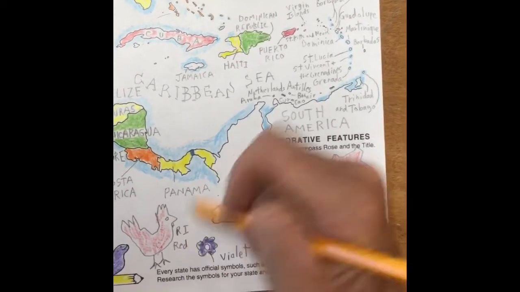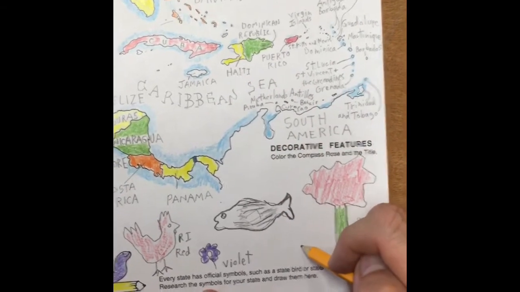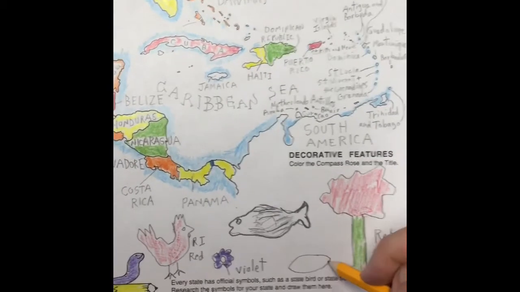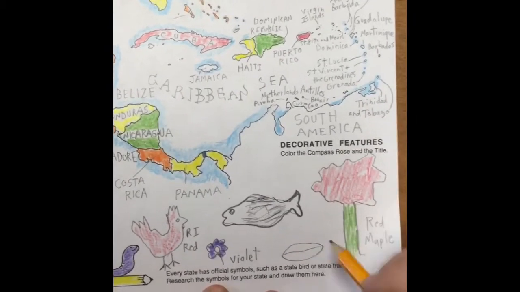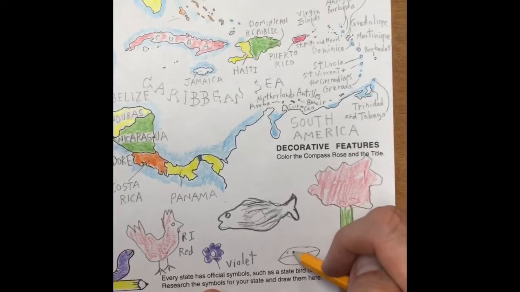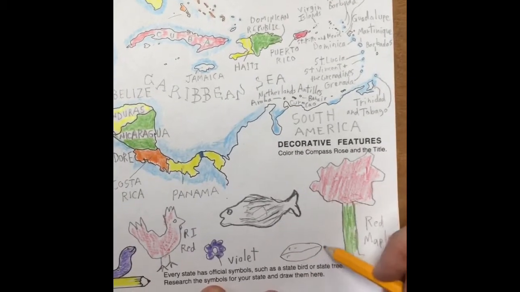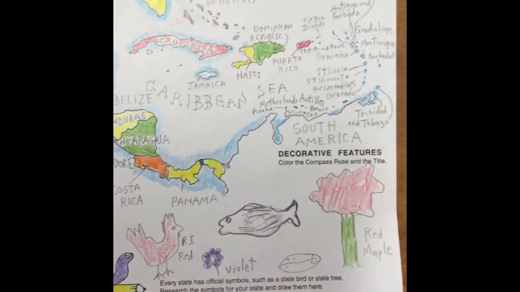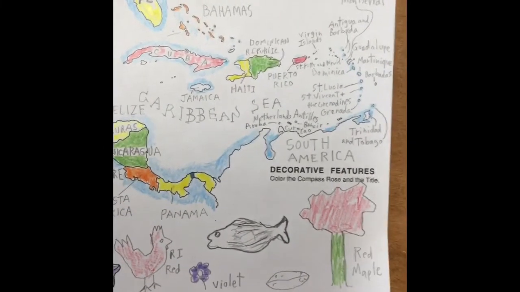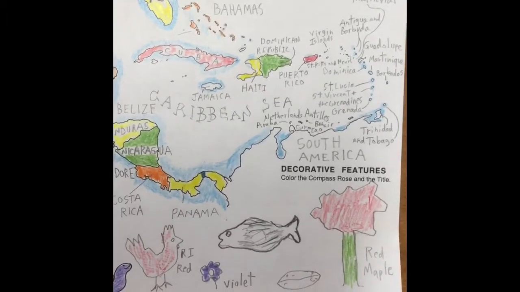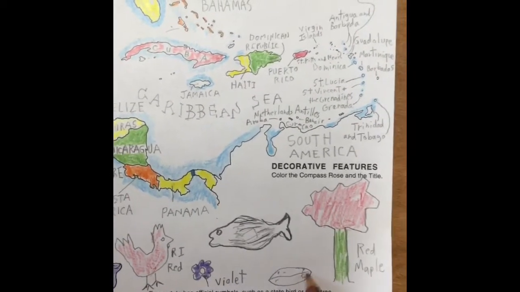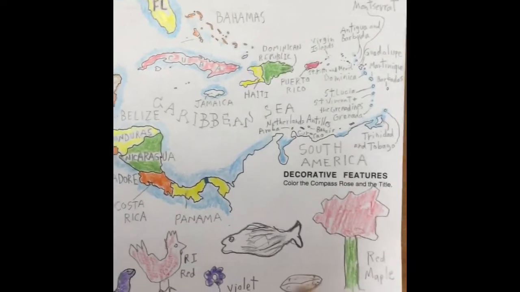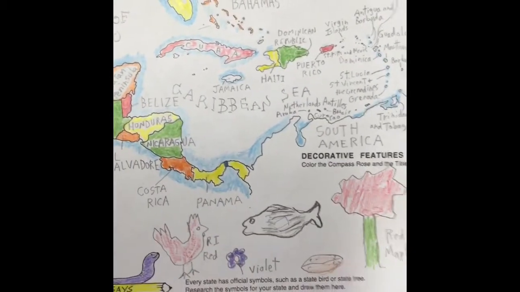We even have a state shellfish, which a lot of states don't have, but we have something called a quahog. It's like a type of clam, and you can go ahead and color that. Well, I'll add a little color to that. Here's my brown. Maybe a little bit of brown in there like that.